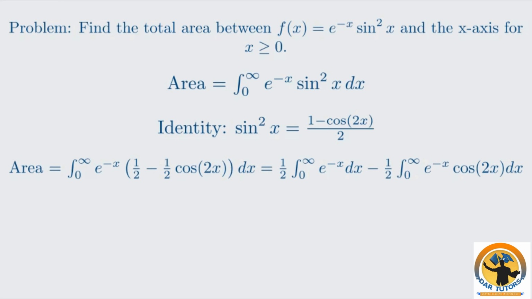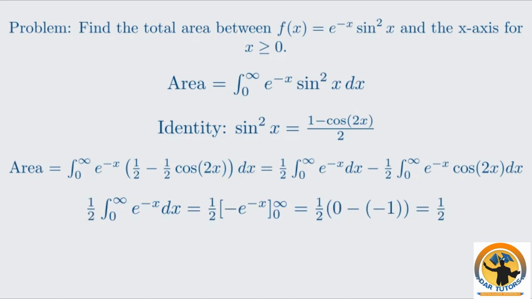The first part is straightforward. The integral of e to the negative x is negative e to the negative x. Evaluating the limits gives 1.